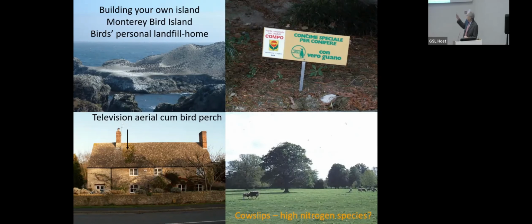And the little note that cowslips are exactly what they say. They're a high nitrogen species. So you found cowslips where the cows have slipped a bit, so to speak. But equally, of course, that picture of the tree in the middle there, that's what cows and other grazing animals do to trees. If the grass wasn't grazed, that tree would not have a clear understory. It would be completely overgrown.